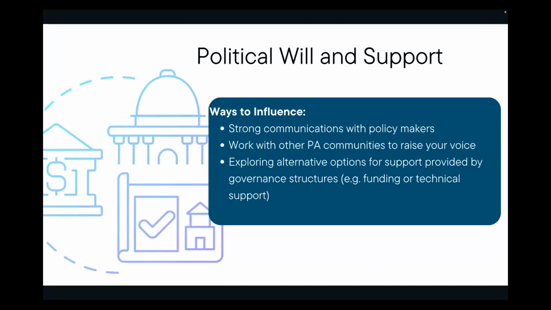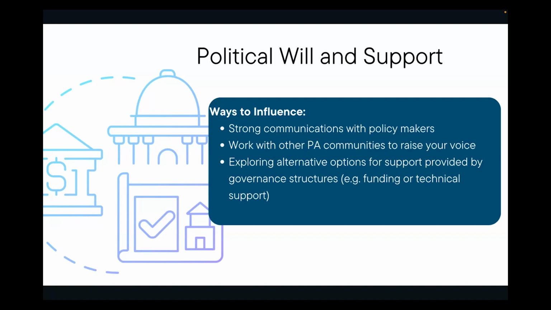So while it's challenging, there are some ways you can improve political will and support. First, maintaining strong communications with policymakers. Some protected areas have invited policymakers to go out monitoring at the site and help them understand what's happening, especially when good things are happening. Sharing and showing progress can help get politicians excited and showing them how you're helping to achieve those national objectives. So is there a way that you can get political leaders engaged at your site?